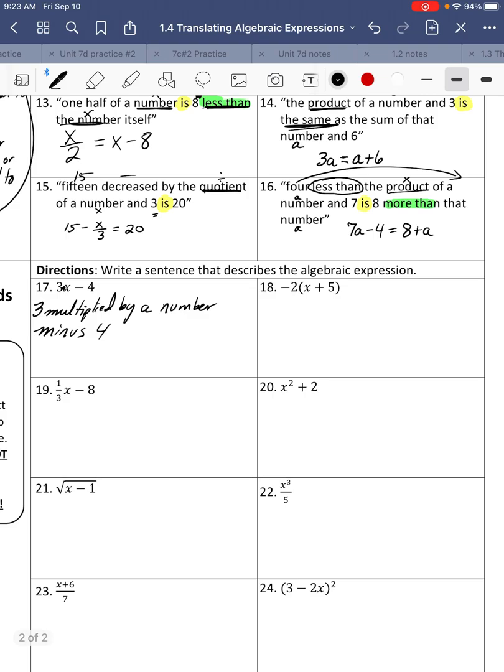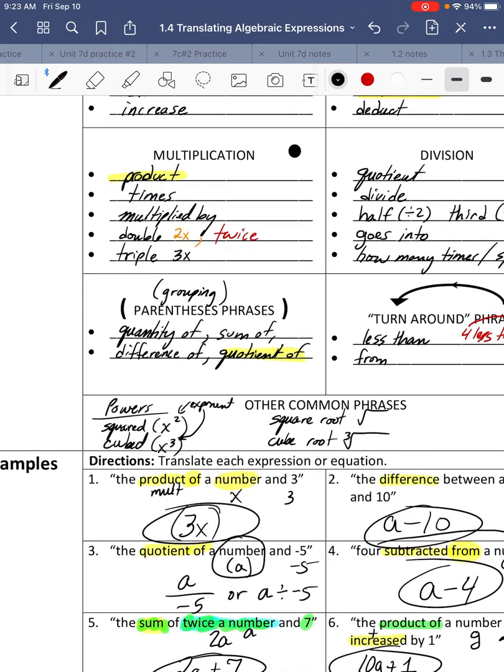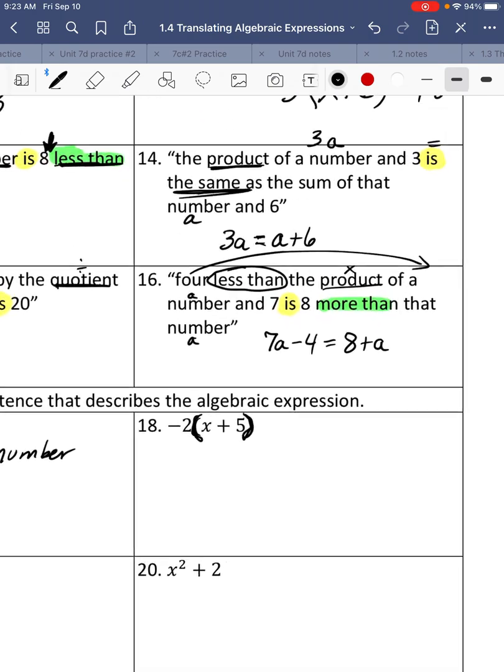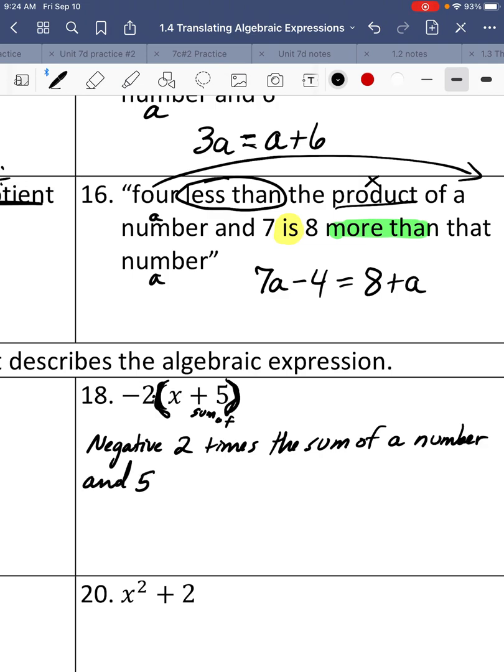Number 18, we need to be able to figure out parentheses, how do we get that in? So look back at your notes. Where's the parentheses grouping? So we want sum of, difference of, quotient of, quantity of. Which one is this? That looks like sum of. You got the addition there, sum. So we're going to do sum of. So it's, you could do -2 times, because there's a multiplication, the sum of a number and 5.